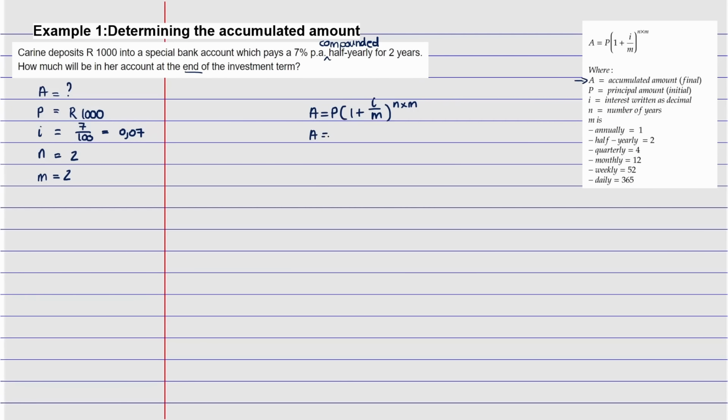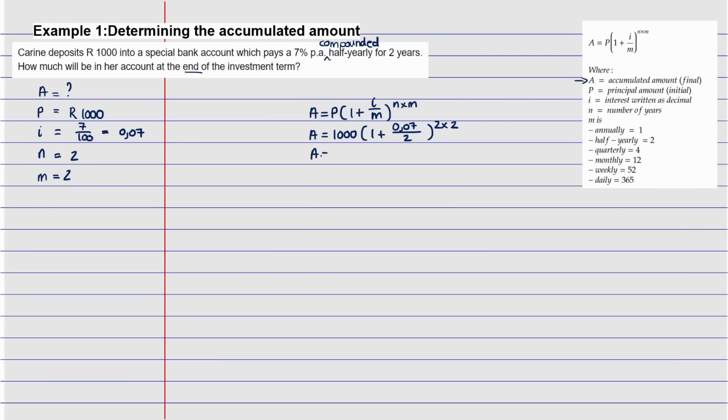So it's going to be A, which is what we're looking for. Then P is 1,000, right? Then 1 plus our percentage, 0.07, divided by 2 because that's M, and this is to the power 2, which is N, multiplied by 2 again because that's M, right? So now let me just simplify everything.